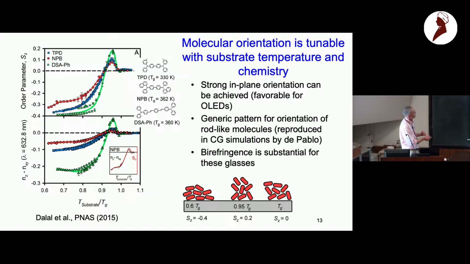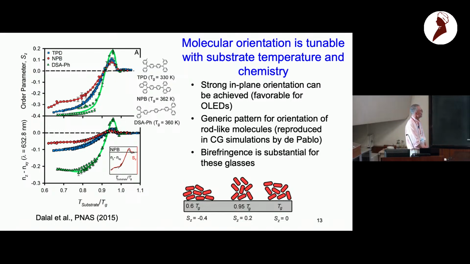Another thing to notice is that these 3 rod-shaped molecules show a generic pattern in terms of their anisotropy. We actually understand where that comes from. It can be reproduced in coarse-grained computer simulations, and my collaborator, Juan de Pablo, did those simulations, and we wrote a paper together about that.